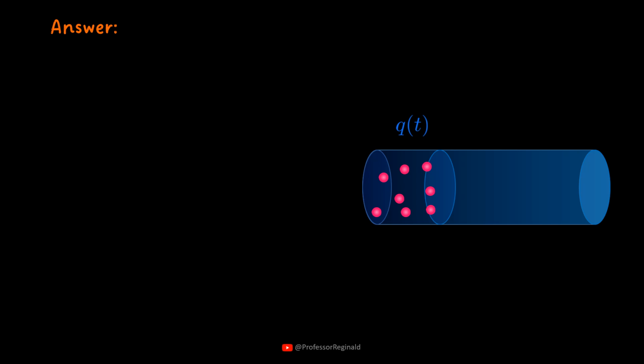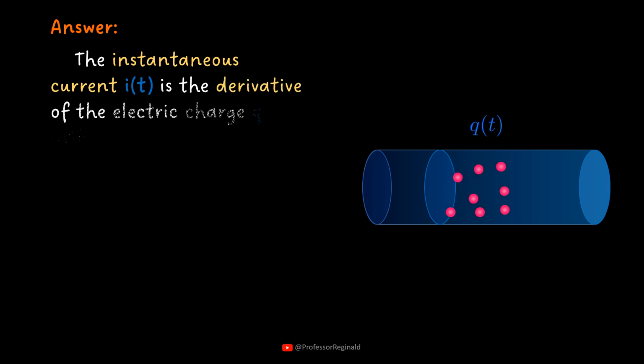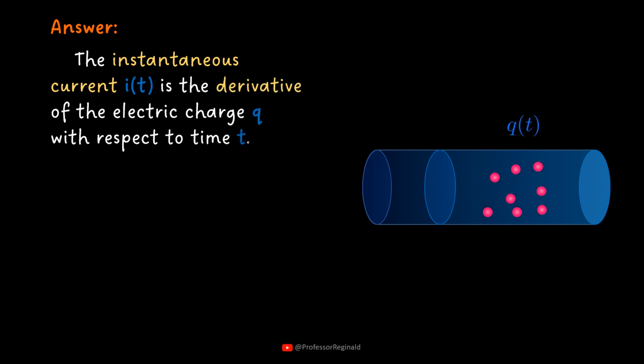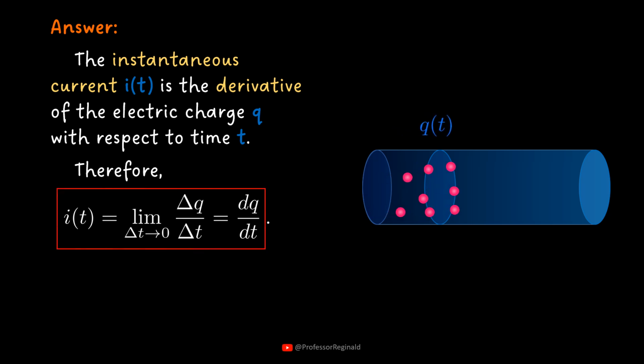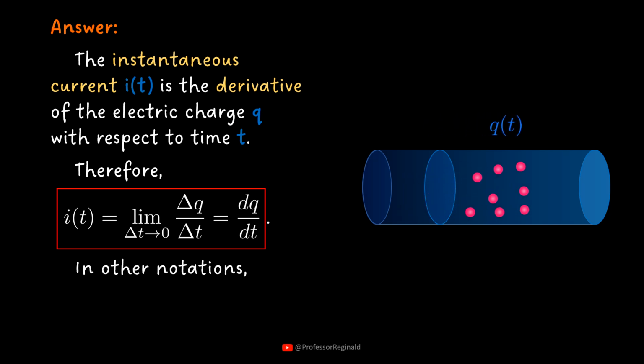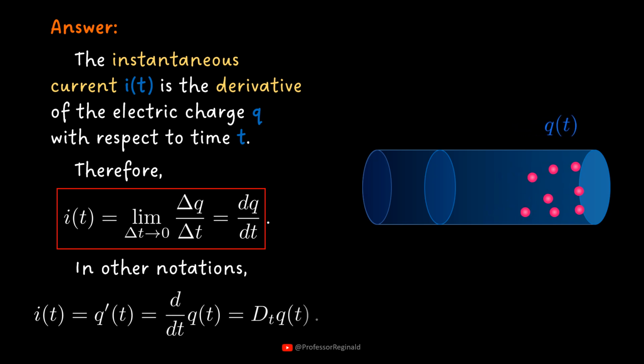Answer. The instantaneous current I of t is the derivative of the electric charge Q with respect to time t. Therefore, I of t equals the limit of delta Q over delta t, as delta t approaches 0, which is known as the derivative of Q with respect to t. In other notations, I of t equals Q prime of t equals the derivative of Q of t with respect to t.